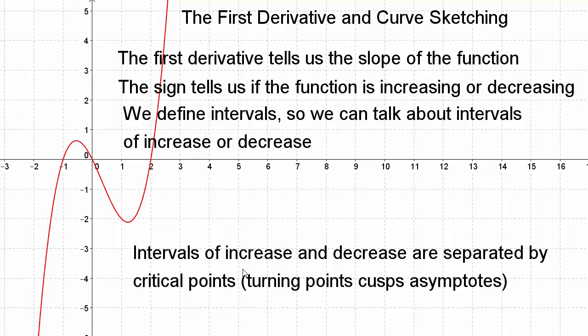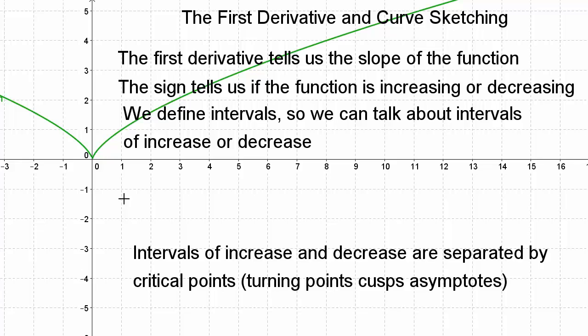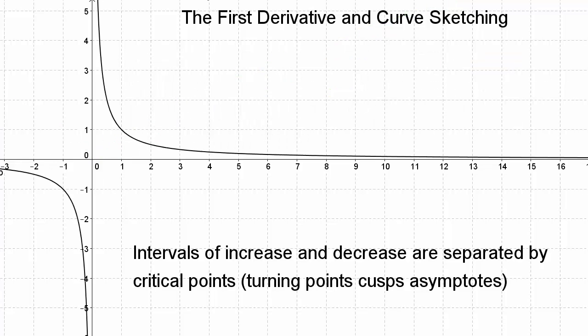Now, intervals of increase or decrease are separated by critical points. And of course, we know critical points are turning points, but also critical points may be cusps, or they may be asymptotes, such as here.